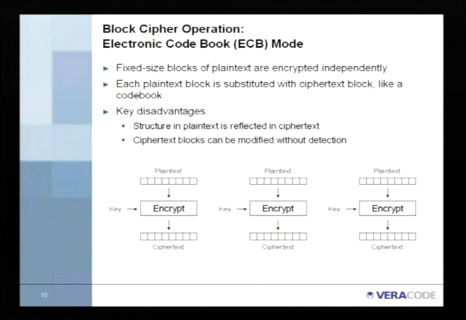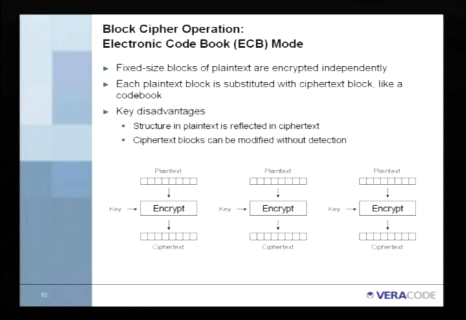The problem with this is that, first of all, structure in the plain text is reflected in the ciphertext, and I'll show you an example of that in a second. And the other weakness is that ciphertext blocks can be modified without detection. If I change something in the ciphertext in the overall message, that doesn't affect any of the rest of the data. So I have no idea that the message was really altered.